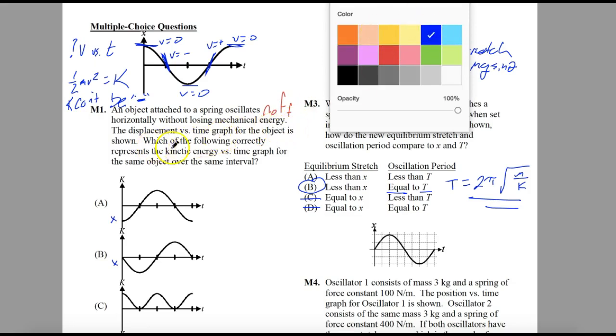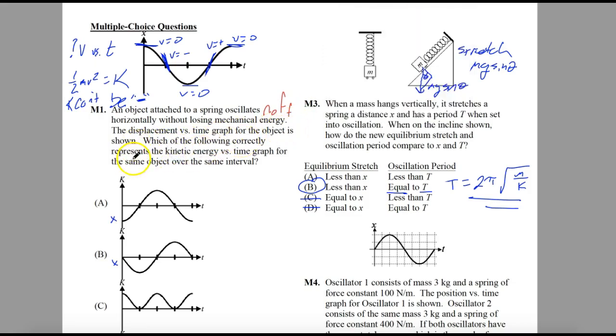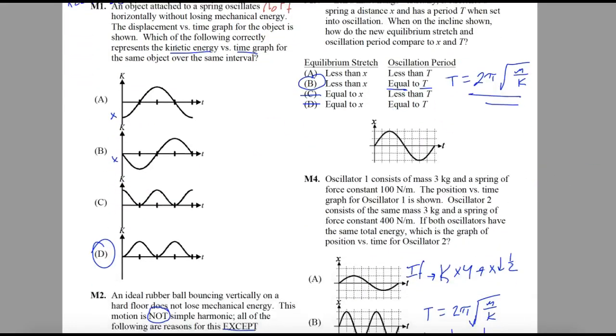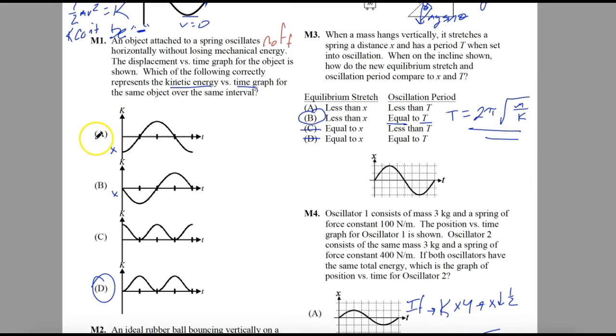The other thing that they have here is they want to know which of the following correctly represents the kinetic energy versus time graph for the same object over the same interval. One thing that we have to look at is this is a position versus time graph, and we want to go to velocity versus time. We know that velocity versus time then will give us 1/2 mv squared, which is kinetic energy, and this cannot be negative. So whenever you look at these graphs, just remember kinetic energy won't be negative. So A and B immediately you don't even need to worry about.